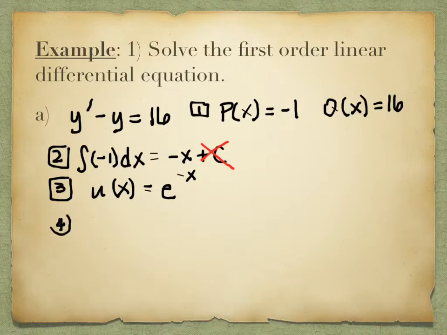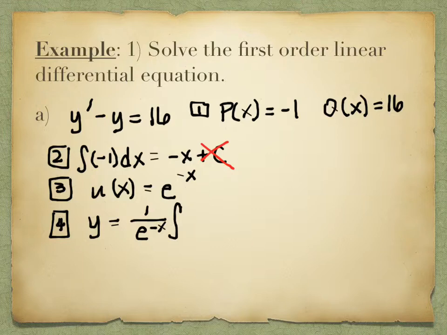Now let's keep going, because the last step, step 4, is actually us taking the antiderivative of this other form. So the form is 1 over the u value, which was e to the negative x from step 3, times the integral of the q equation, which we did back up on step 1, which was 16, times the u equation from step 3, which was e to the negative x. And it has dx at the end.